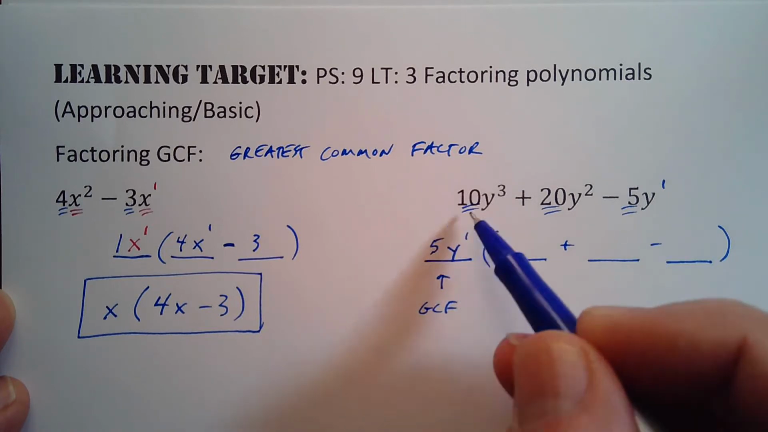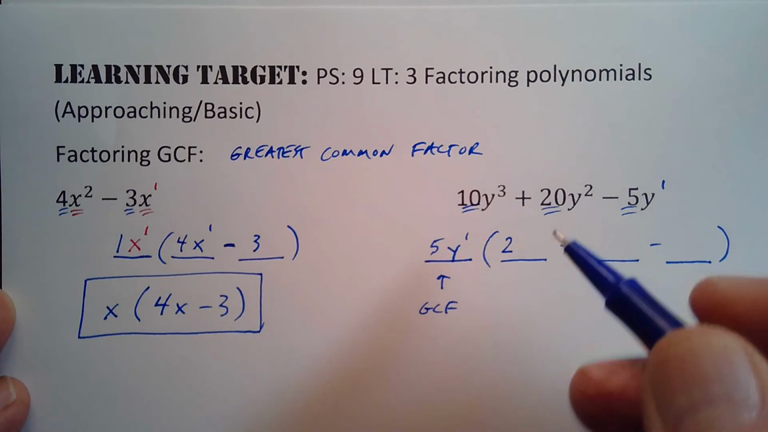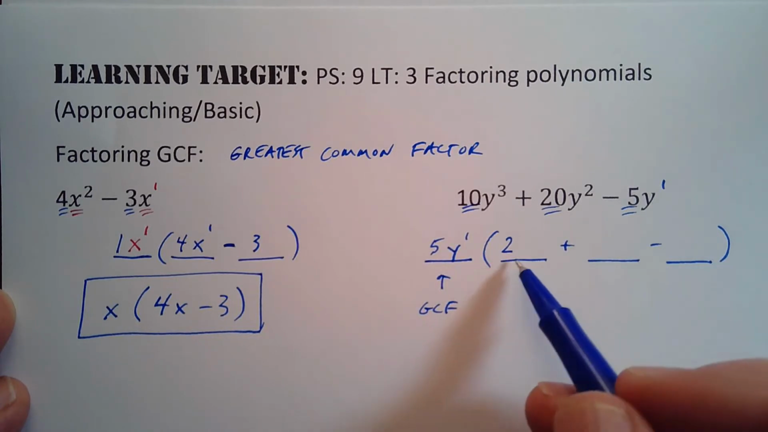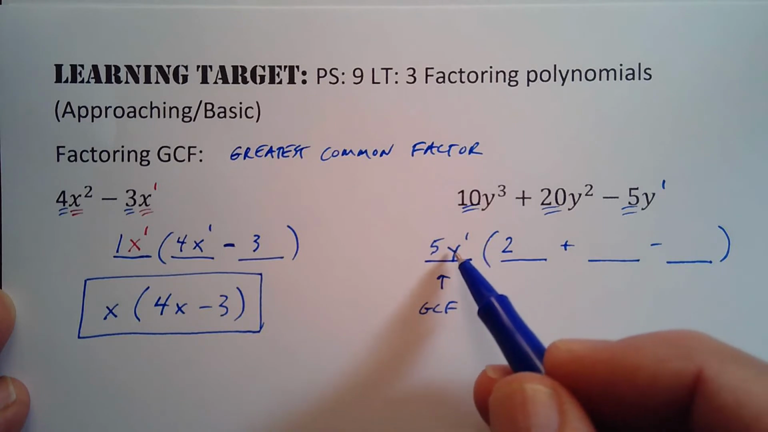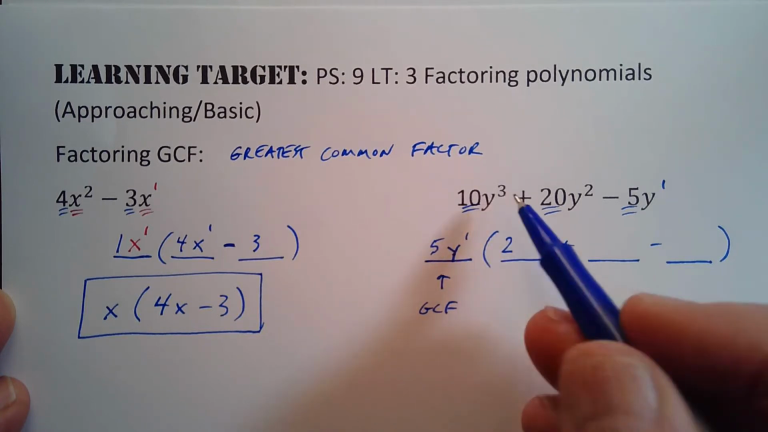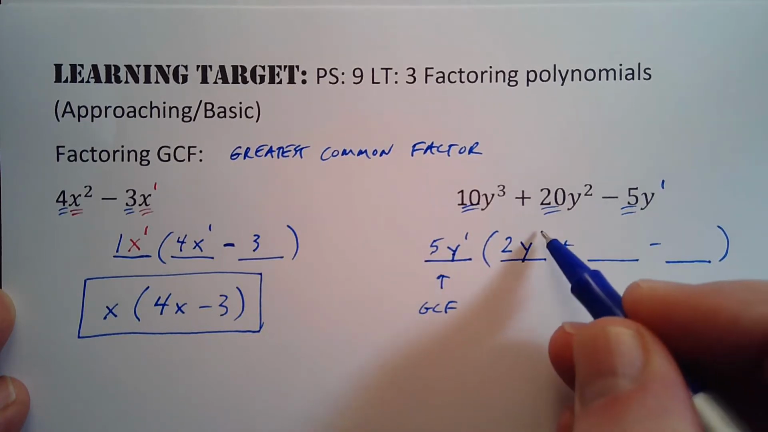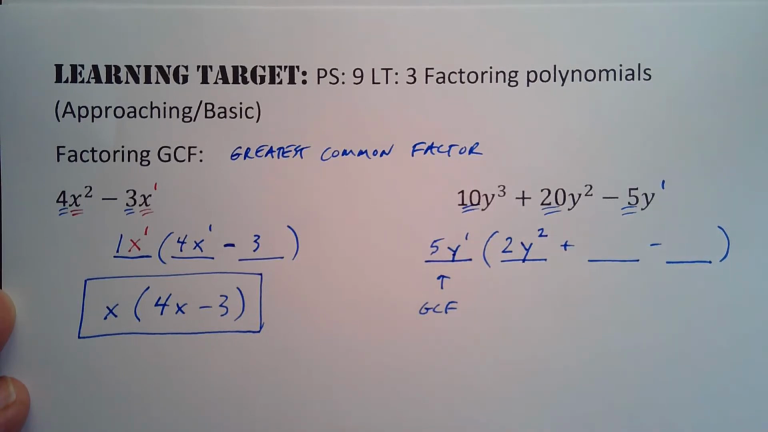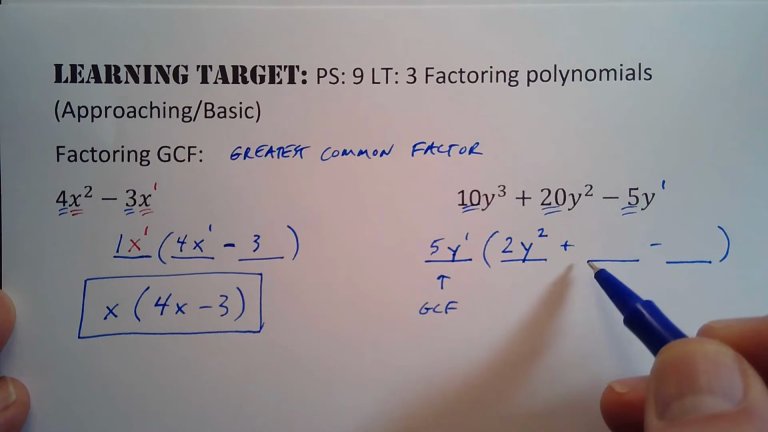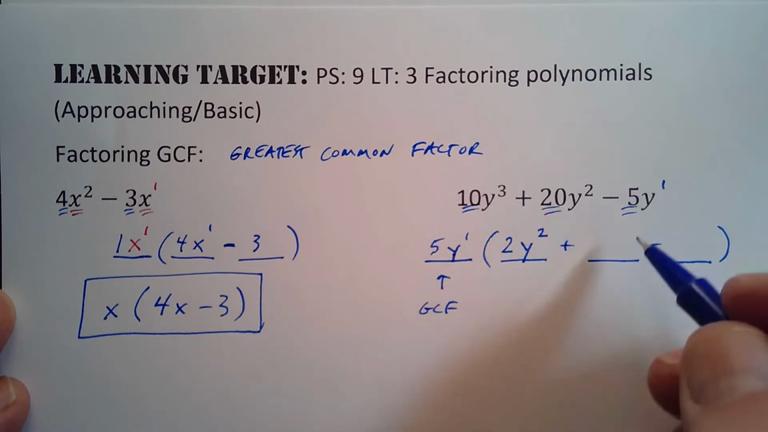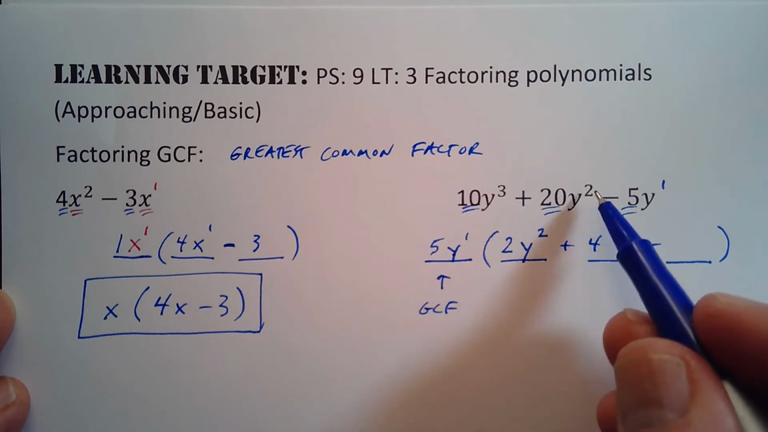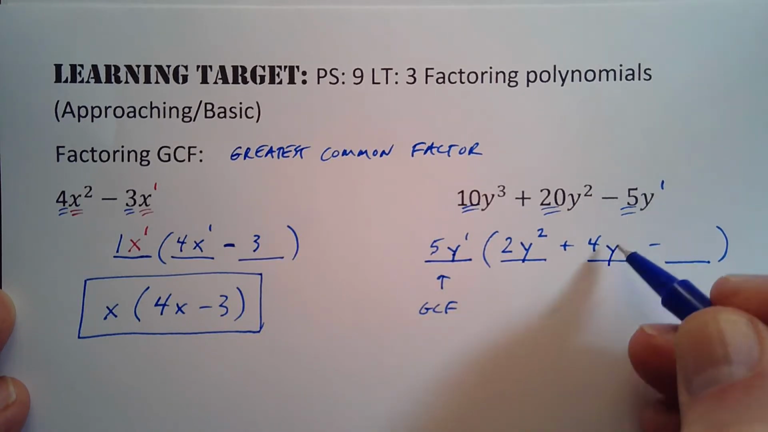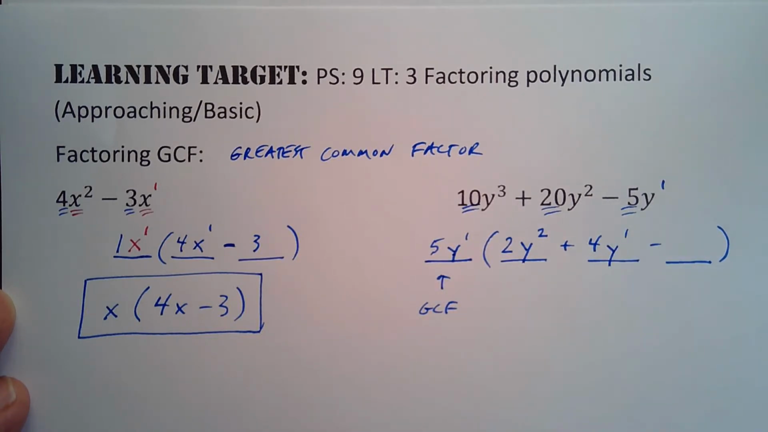What times 5 will make the 10? That answer is 2, so that's the coefficient of my first term inside the parentheses. And then I've got 1y here. I need a total of 3, so that tells me this should be a 2y squared term for that first one. And then I just start over again. What times 5 is going to make the 20? That would be a 4. And then what times y would make y squared? And that would just be y, or y to the 1.